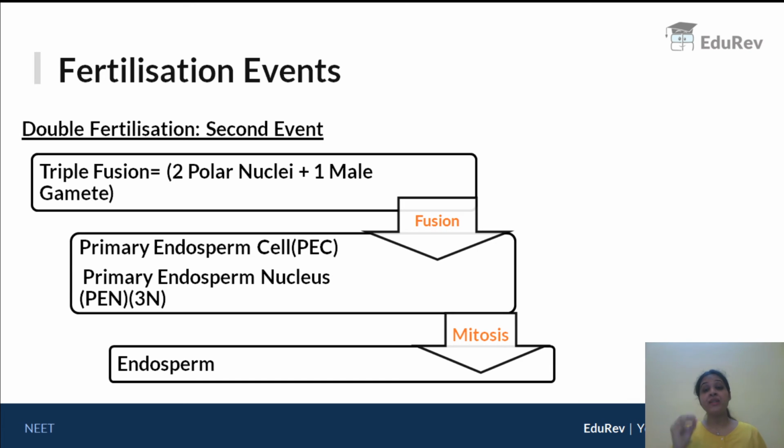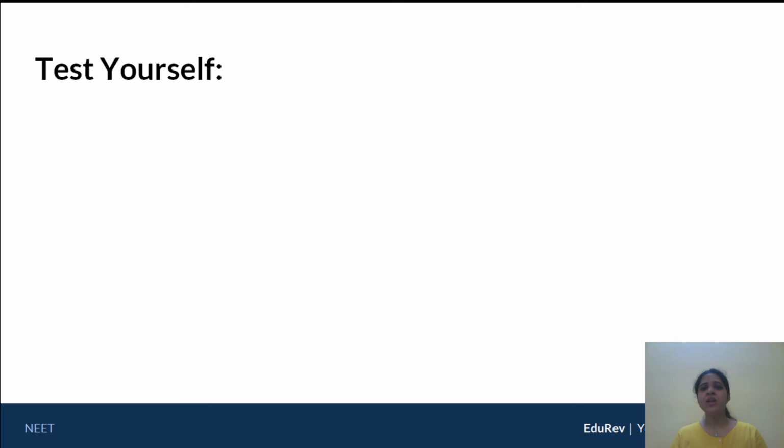In other words, the zygote depends on endospermic nutrition in order to carry out mitosis and therefore result in the embryo. Okay, so the zygote is actually dependent upon the endosperm. Now, let us go through a couple of questions.